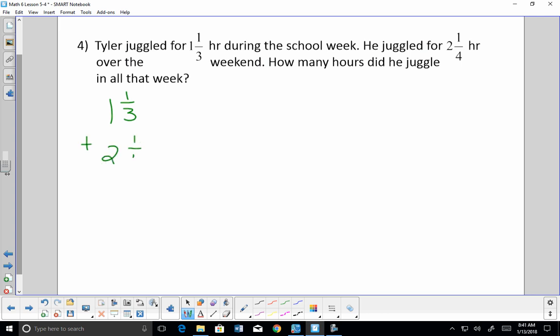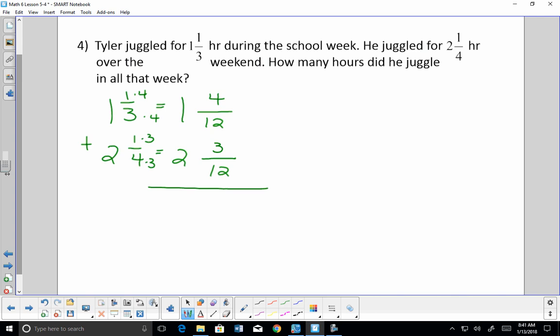My least common denominator here, between 3 and 4, is 12. 3 divides into 12 evenly, 4 divides into 12 evenly. So I will rewrite my fractions as 12ths. 3 times 4 is 12, 1 times 4 is 4. 4 times 3 is 12, 1 times 3 is 3. So now I have 1 4/12 plus 2 3/12.